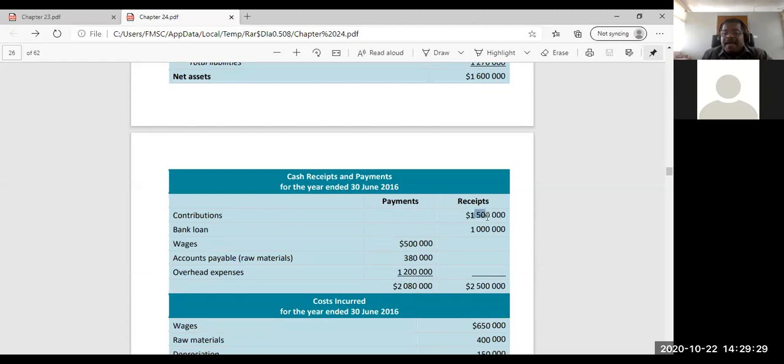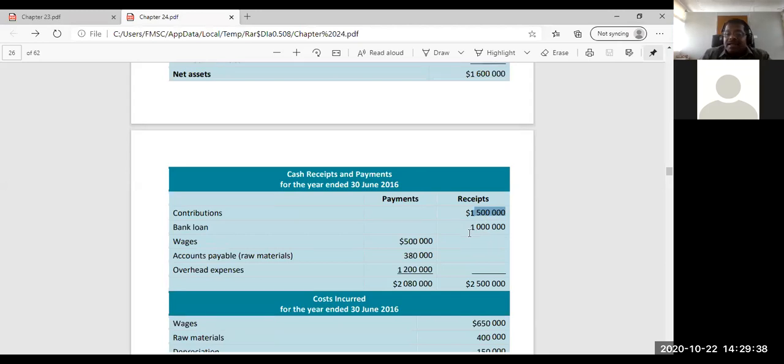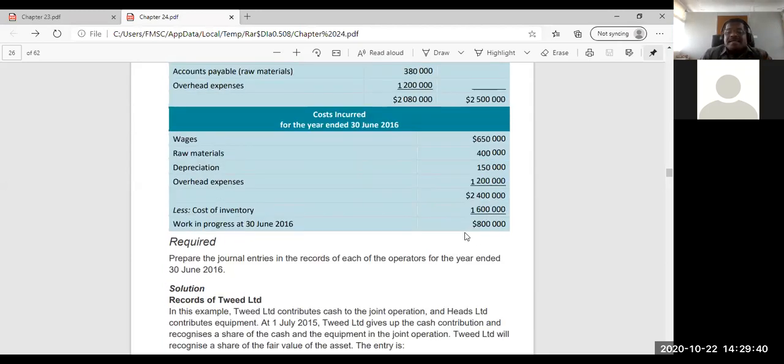Contribution. When you prepare the cash book, you get only 1.5 million cash, not the other 1 million which was in equipment. When you look at this, the costing: wages, raw material, depreciation, overheads. Remember, depreciation we consider as the production cost.